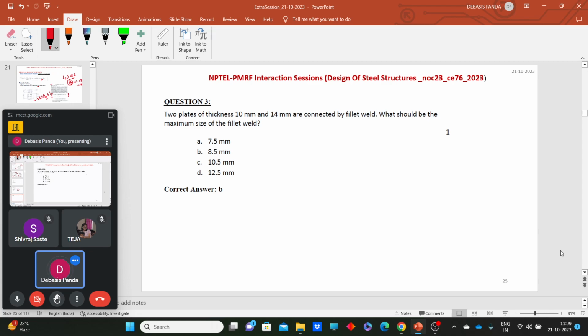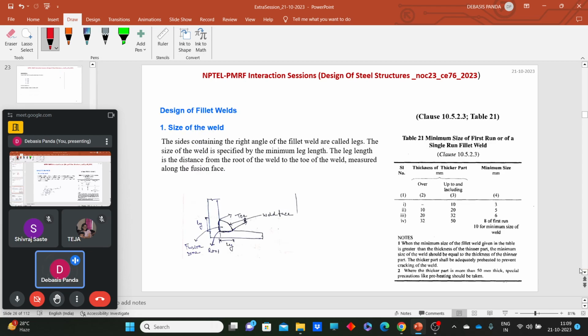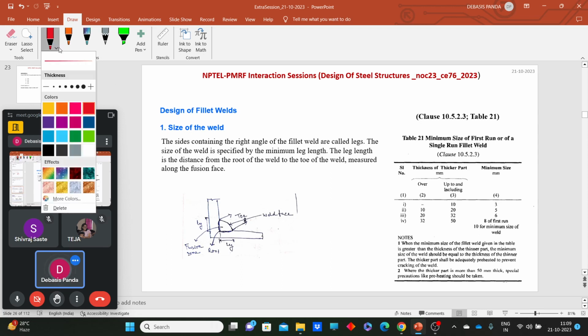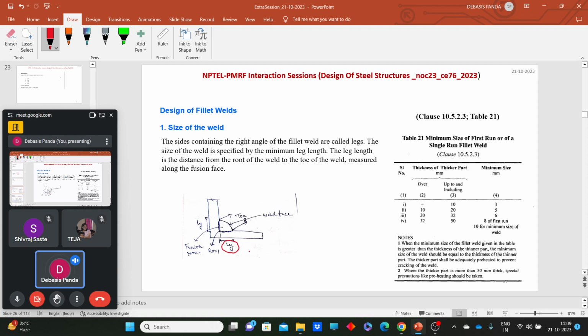So let's quickly go through those concepts, like what should be the size of the weld. The size of the weld should be specified by the leg length, and whom we call the leg length? The leg length is nothing but the distance from the root to toe on each side. Now how can we specify the leg length? First we need to understand or specify the minimum size of the weld. The minimum size of the weld will depend upon the maximum thickness of the plate.